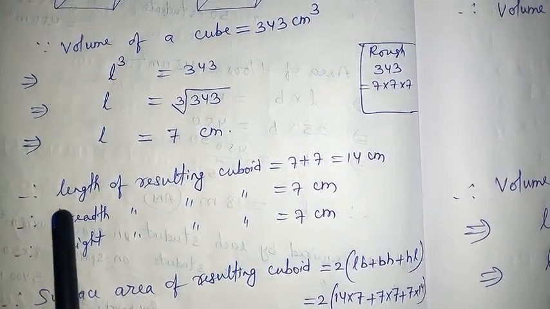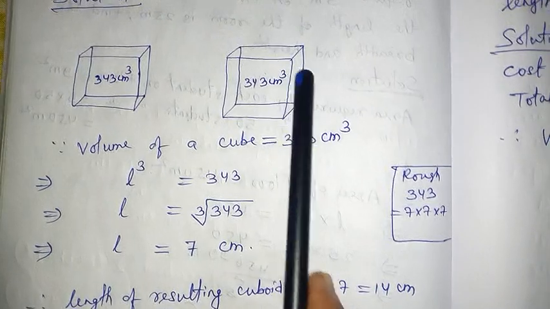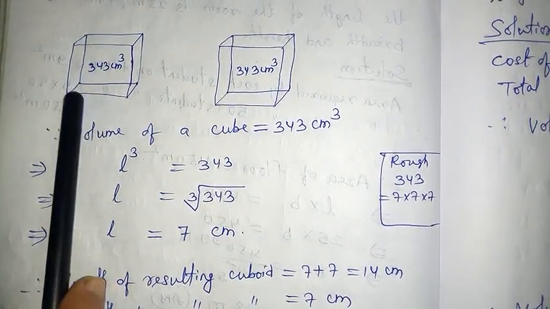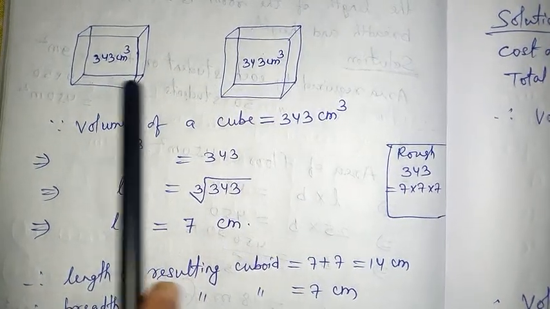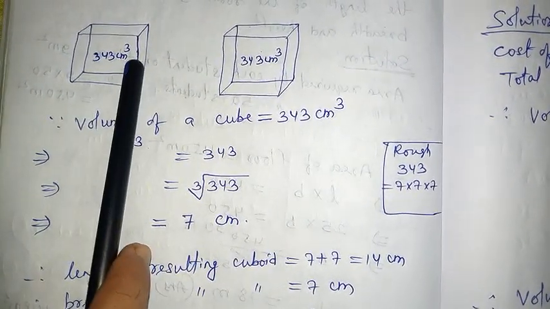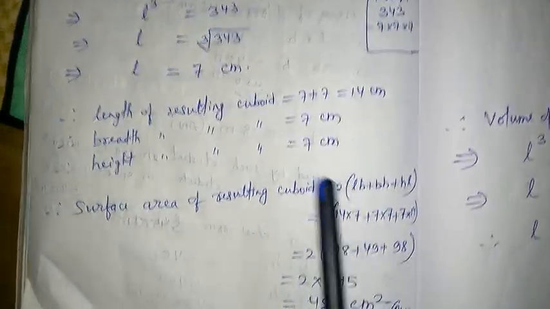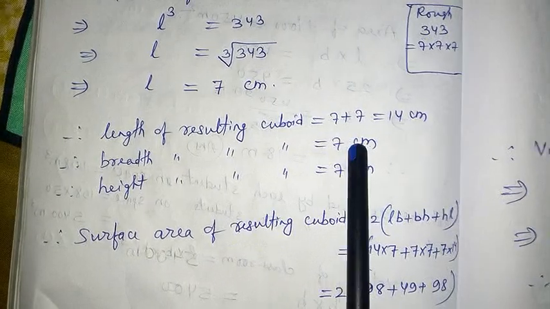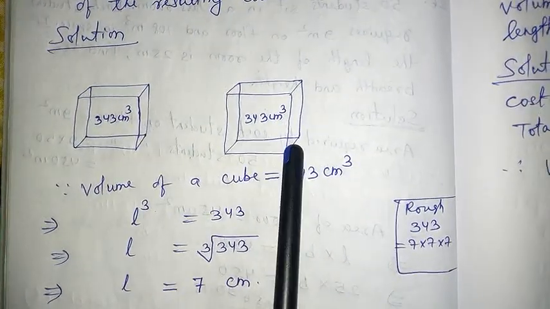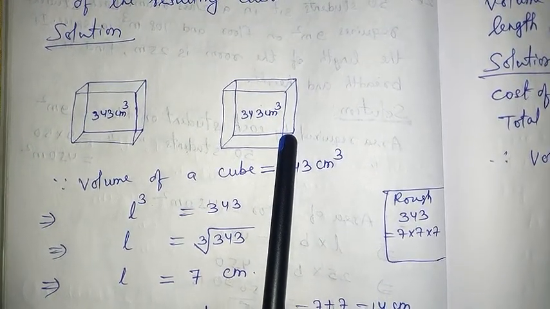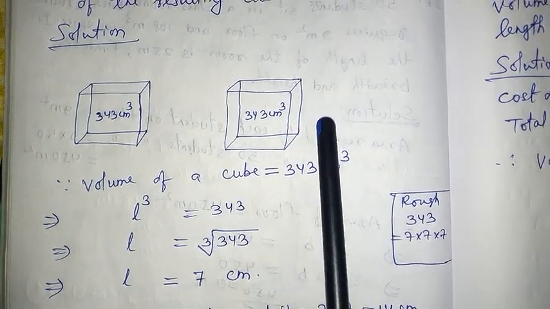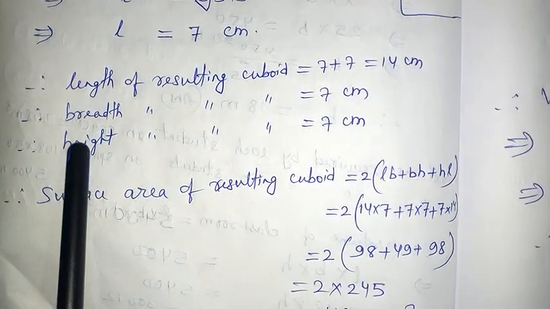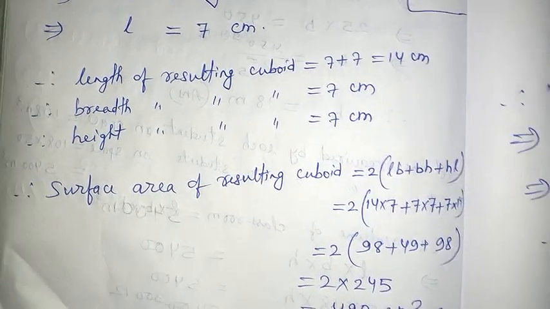Now, therefore, the length of the resulting cuboid: if you join both the cubes it will become a cuboid, and as the length is 7 here and here also it is 7, the resulting cuboid will have 7 plus 7, 14 centimeter length. The breadth will be 7 only, because if you join, the breadth cannot be added, and the height also will be 7. Yesterday I explained, the breadth will be 7, and the height of the resulting cuboid also will be 7.